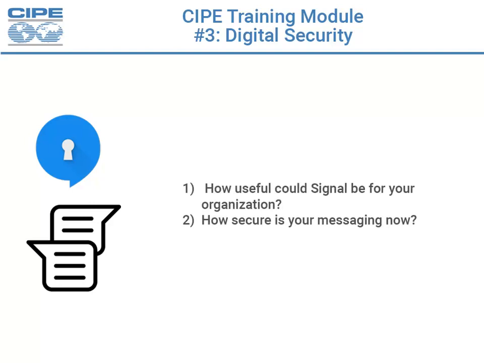Signal is useful for internal communication and with some external communities as well. Just like WhatsApp, you can create group chats and broadcast lists for communicating with larger groups. How useful could Signal be for your organization? How secure is your messaging now?